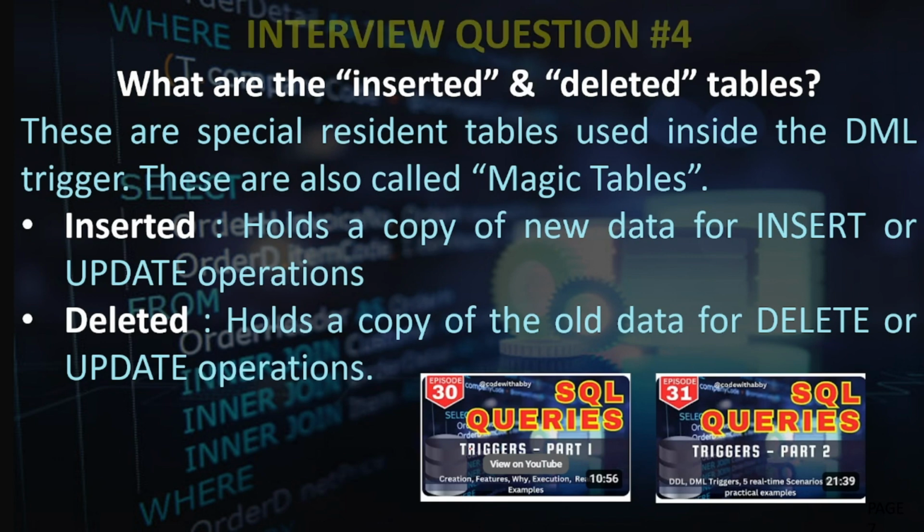The next question is, what are the inserted and deleted tables? These are a special kind of tables and they are created during the triggers. They are also called magic tables. Inserted tables hold a copy of new data for insert and update, and deleted tables hold a copy of the old data for delete or update. We have talked about magic tables in the videos triggers part 1 and triggers part 2. You can refer to those videos anytime, or I can give you the link in the I button and description both. You can check all this.